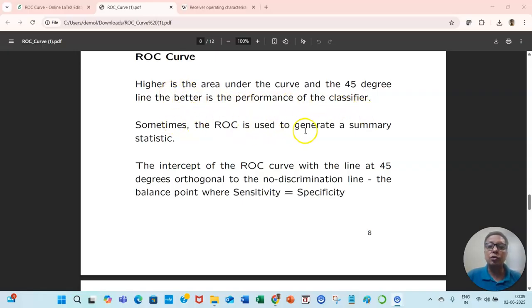Sometimes the ROC is used to generate a summary statistic. The intercept of the ROC curve with the line at 45 degrees orthogonal to the no-discrimination line is the balance point where sensitivity equals specificity. These are different interpretations, different concepts based on the confusion matrix: true, false, positive, negative.